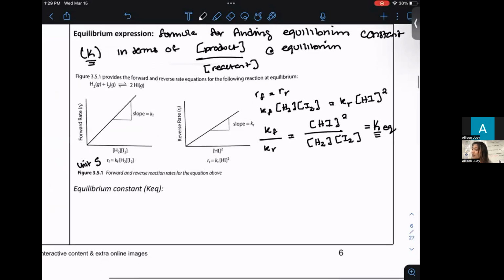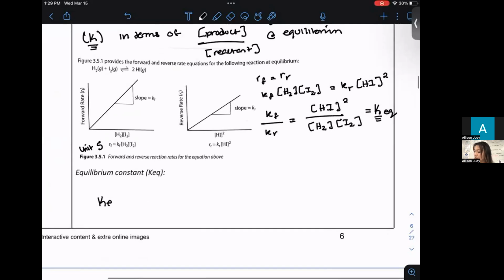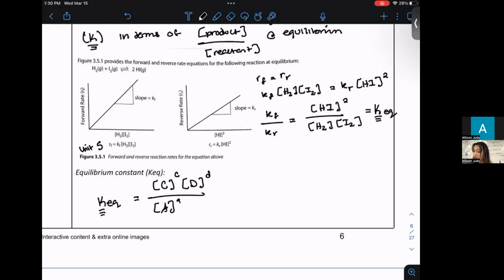Okay, so then what we get is this generic equation for a capital Keq, the equilibrium constant, which is equal to the concentration of your product species raised to their stoichiometric coefficient, over the concentration of your reactant species raised to their respective stoichiometric coefficient.